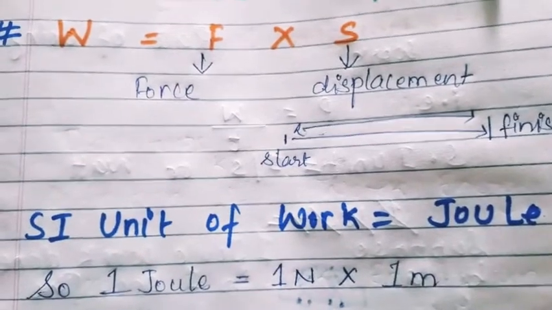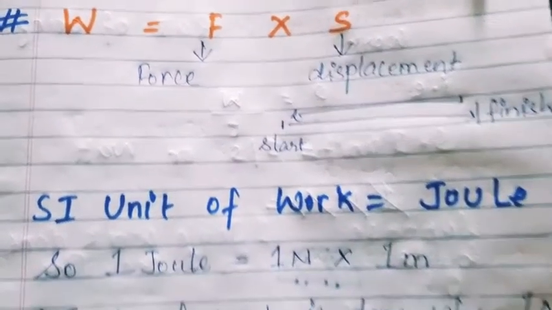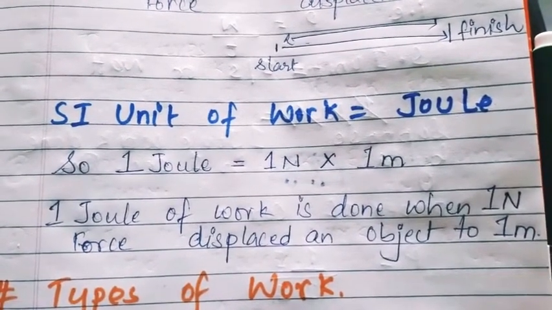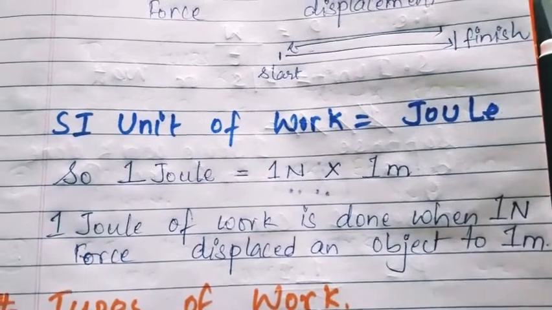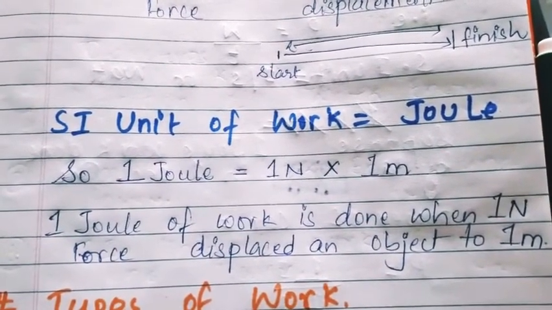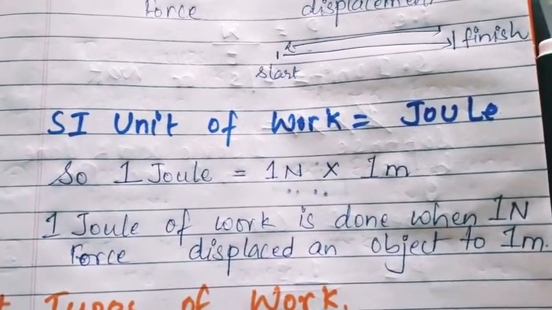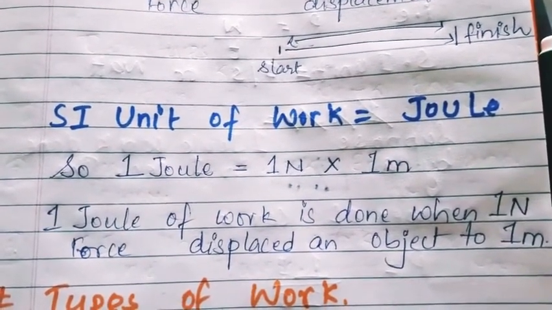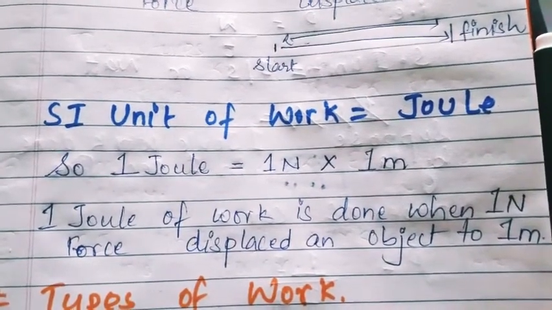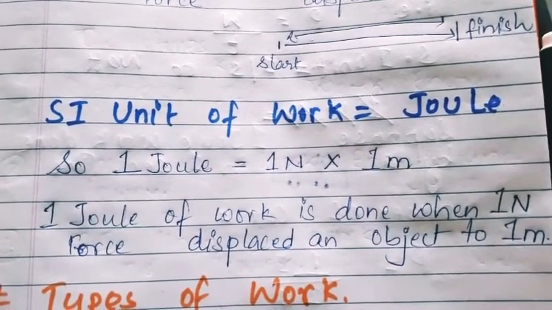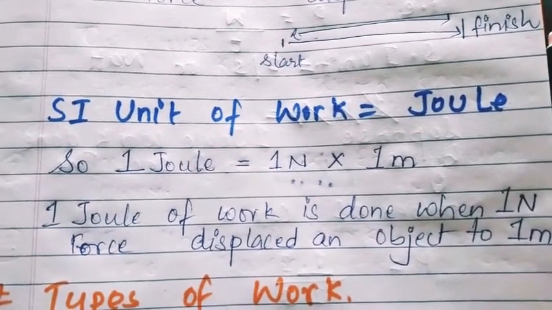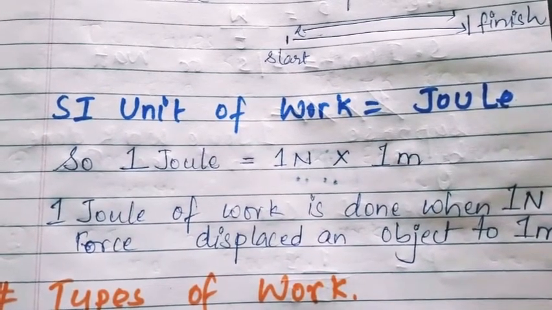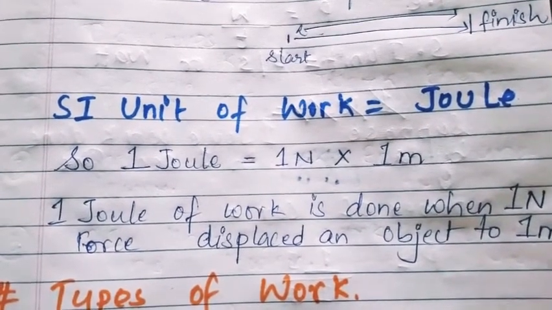Now when we calculate any physical quantity, we have to give a unit. So the SI unit of work is joule. Now if a person is applying 1 Newton of force and displacing an object by 1 meter, how much work does that person do? 1 into 1 is equal to 1. So the work done by that person is 1 and the unit of work is joule. So that work is called 1 joule.